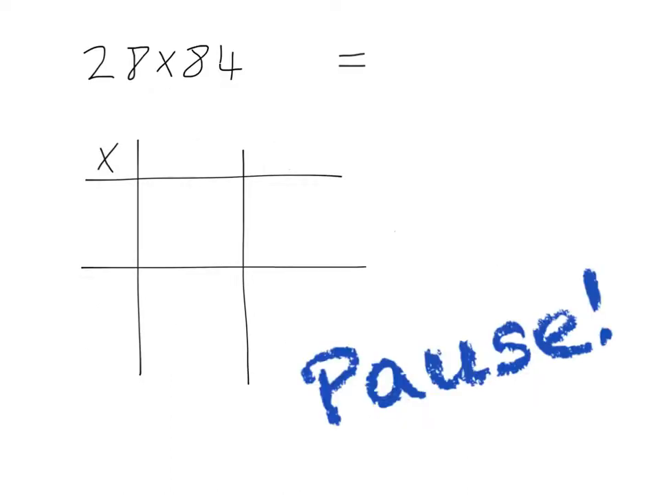It is now time for you to pause this video and have a go at working out the answer to 28 multiplied by 84 using the grid method. In a few seconds this pause will disappear and we'll give you the answer. Away you go.